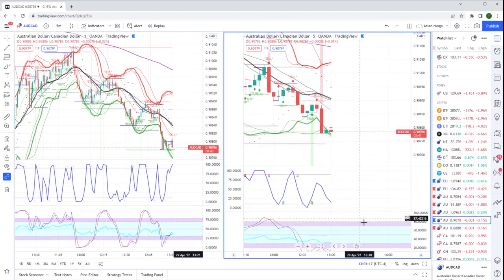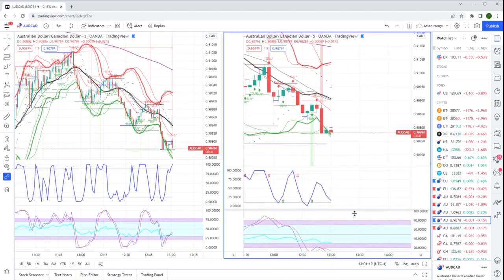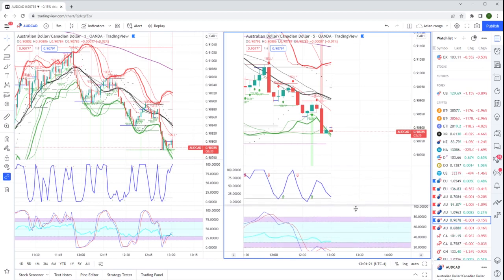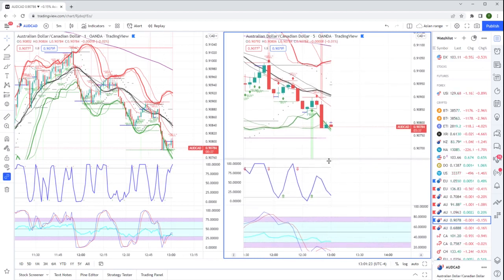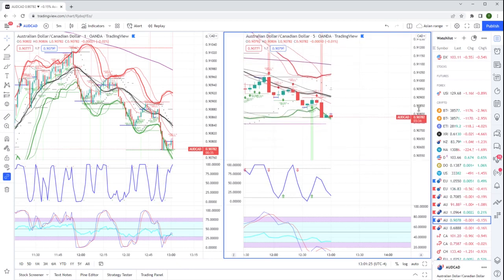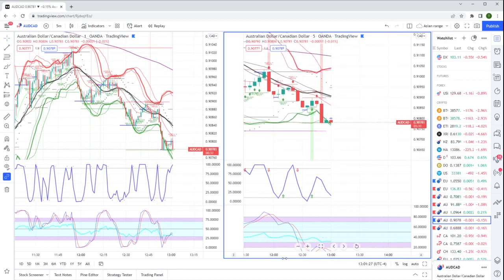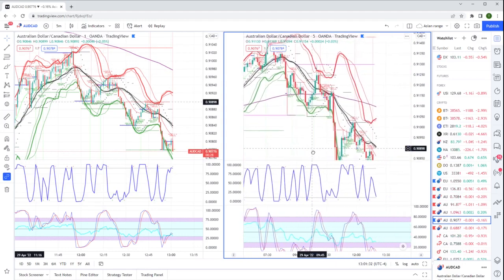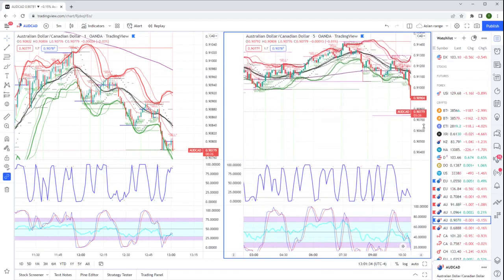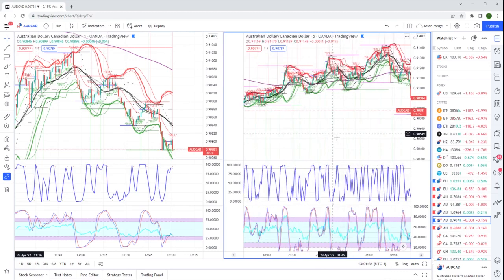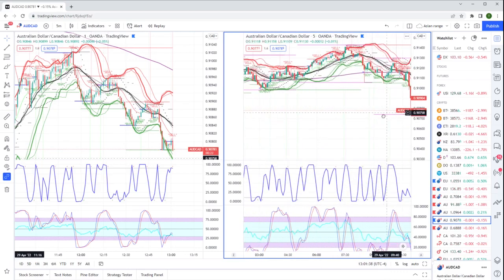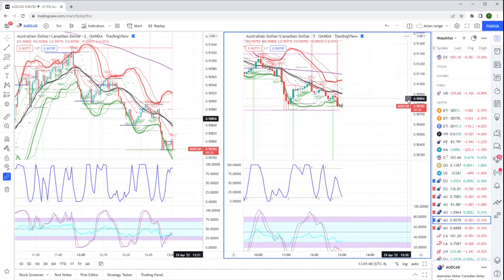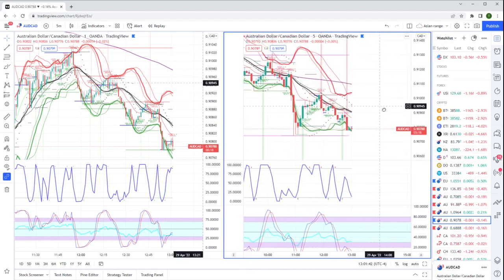Now what I'm looking for is price going in one general direction. So the first thing I want to see is what direction the price is going. On a 5 minute and a 1 minute, if you zoom out, it looks kind of consolidated, but at the moment, price is heading down. So we're going to be looking for sells here.